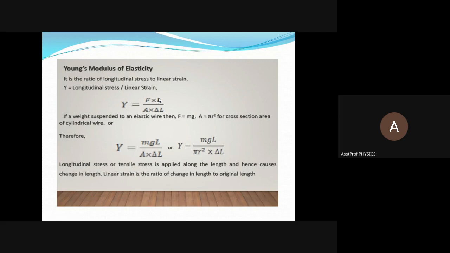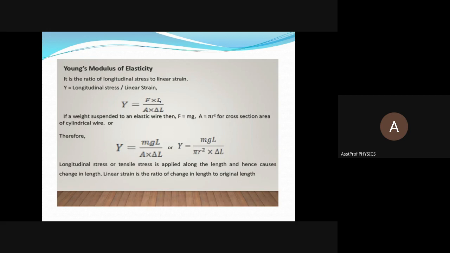In the top you have Y is equal to stress, F by A, divided by linear strain, which is delta L by L. Delta L is the change in dimension or change in length. If you add any load on the wire, length L changes into delta L.